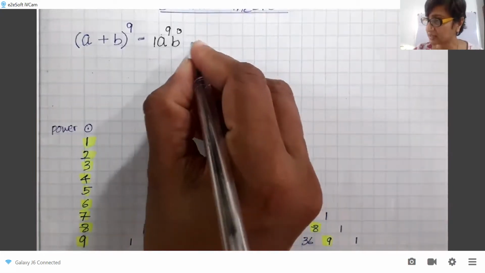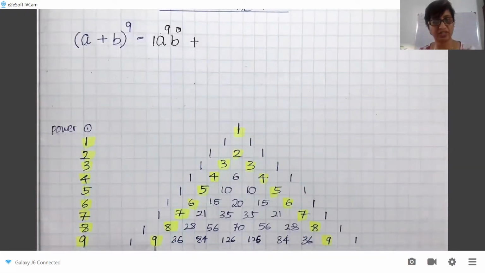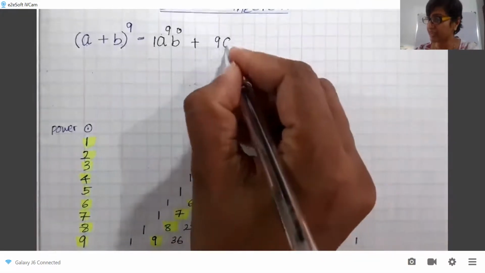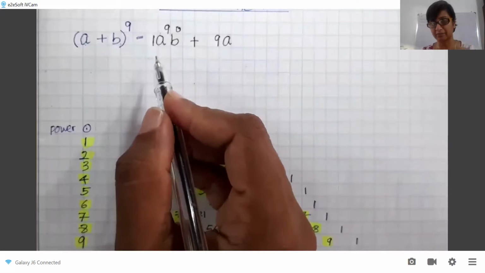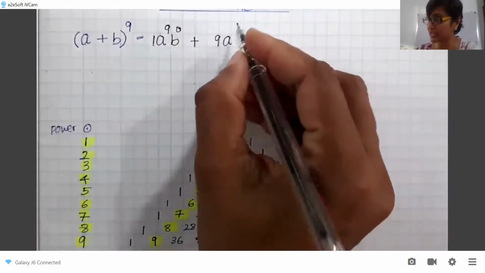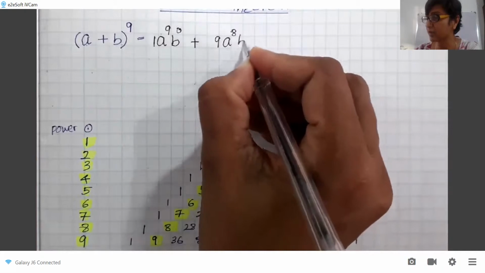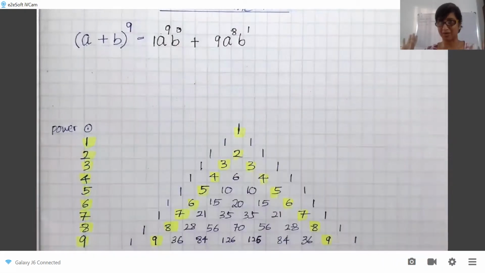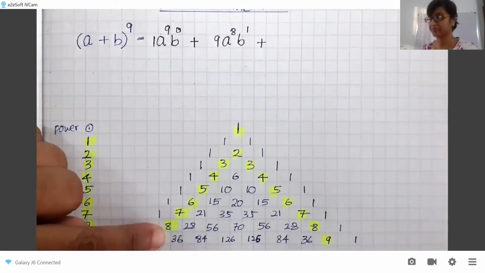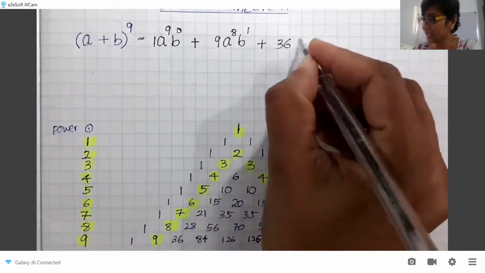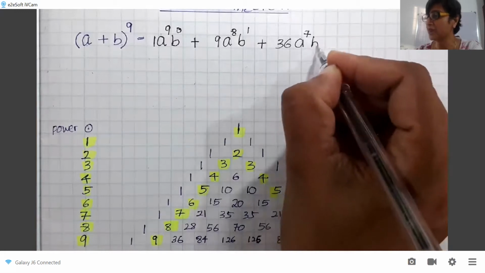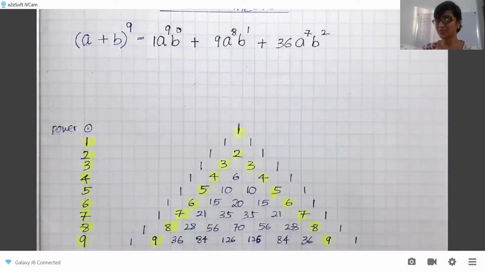Second term, plus this second coefficient, which is 9 over here, okay? 9. Then the power of A is going to go down one at a time, and the power of B is going to go up one at a time. So A to the power of 8, drop by 1, B to the power of 1, increase by 1. I wrote my second term. Third term, plus my third coefficient is 36. So I write 36. A, I drop the A power by another 1, A to the power of 7, increase the power of B by 1, B to the power of 2. That's my third term. Do you understand this?